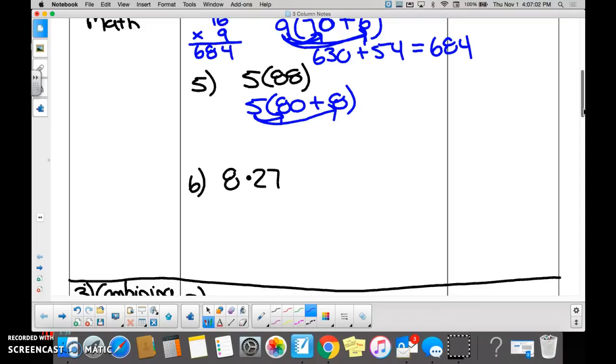So 5 times 80, I'm thinking 5 times 8 is 40, and add this last 0, so that's 400. And I'm thinking 5 times 8 is 40. 400 plus 40 is 440.